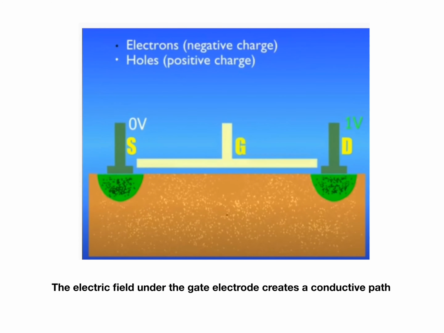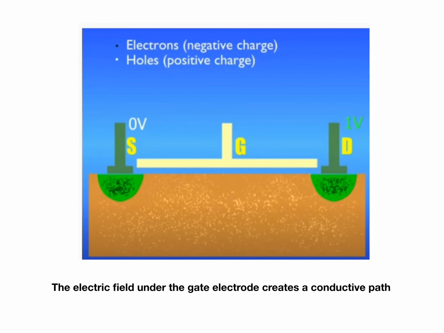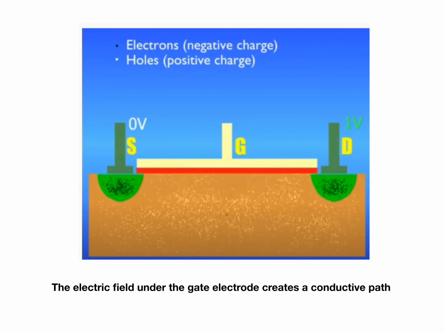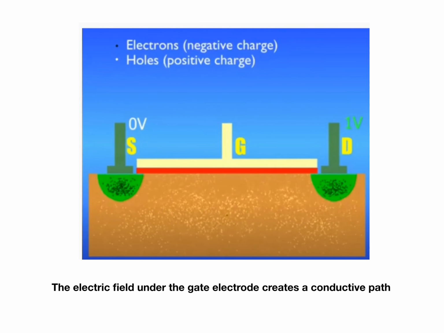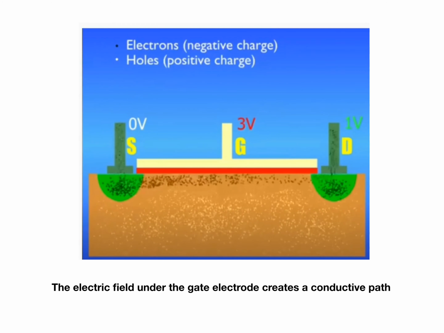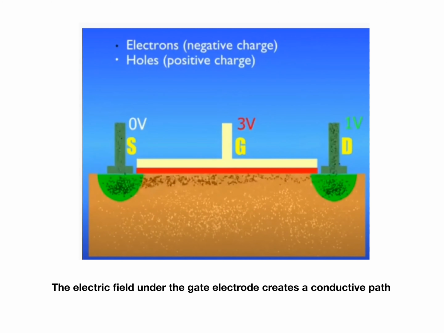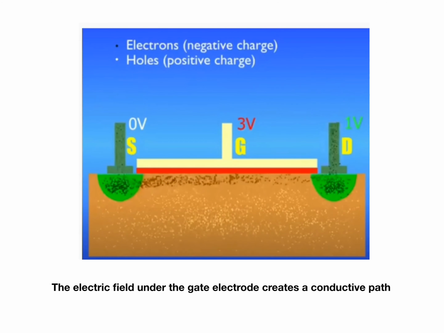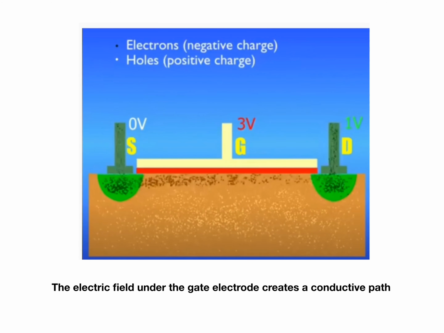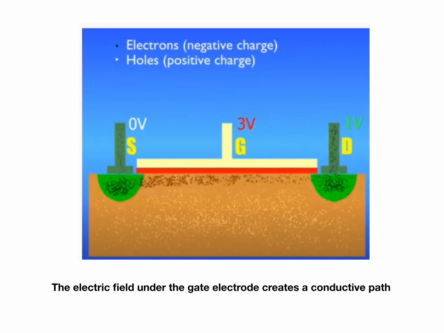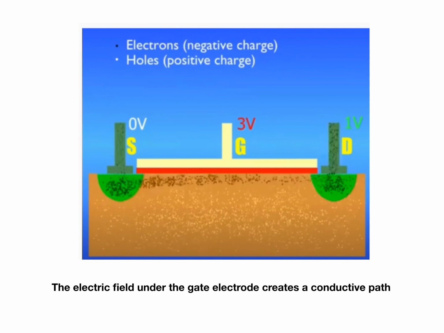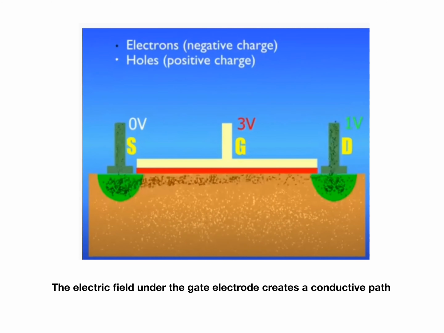This simulation shows how an N MOSFET works. A positive voltage of 3 volts is applied to the gate electrode at the center. This electric field penetrates into the brown semiconductor and creates a conductive negative path for electrons to travel from the left source electrode, that is at 0 volts, to the right drain electrode, that is at a positive 1 volt potential.